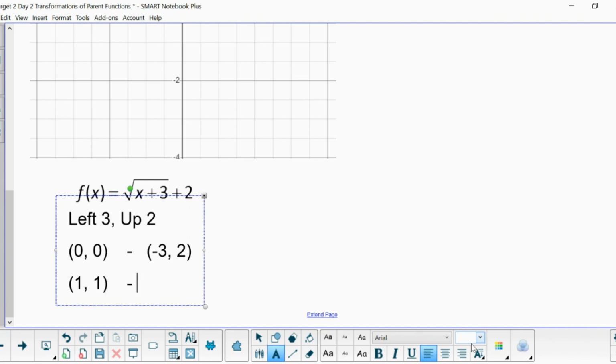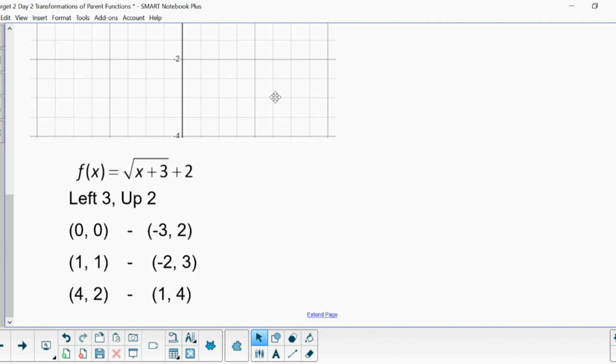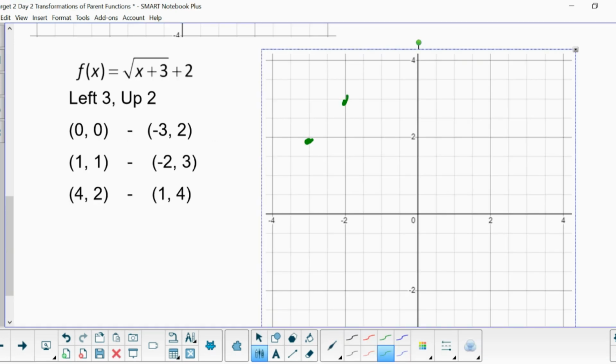And it's going to go left 3, so it'll be -2, up 2 to 3. And then we have the point 4, 2. It's going to go left 3, so subtract 3, you get 1. Add 2 to the y's, you get 4. So those are my 3 new defining points, which I'm going to plot on this new grid. So now I have -3, 2, -2, 3, and 1, 4.